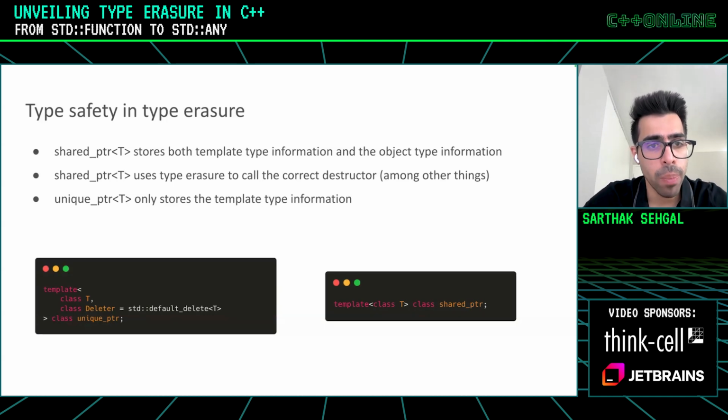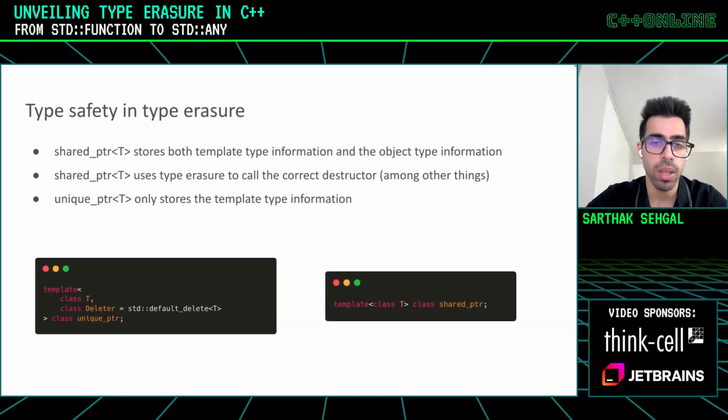So as we saw, a shared pointer of type T stores both the template type information and the object type information. Although in the previous slide the template type parameter for the shared pointer was void, magically it's storing the object type information as well in order to destruct that correctly. It uses type erasure to call the correct destructor, and among other things, there are other applications of type erasure in shared pointer, as we'll uncover soon. Whereas unique pointer only stores the template type information.